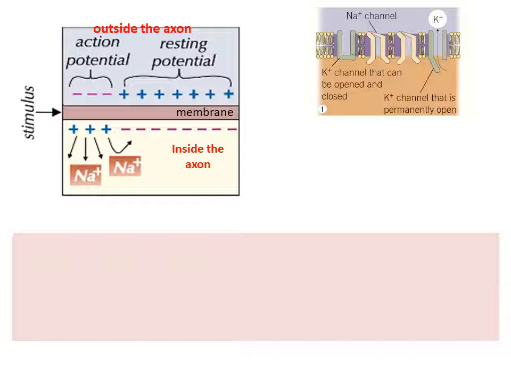Now you can see where we have a resting potential, where we've got positive charge on the outside and negative charge relatively on the inside. And then we've got something called the action potential, which is what we're going to be discussing in more detail. And you can see there's a reversal of the charge.